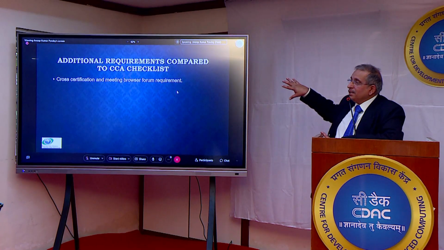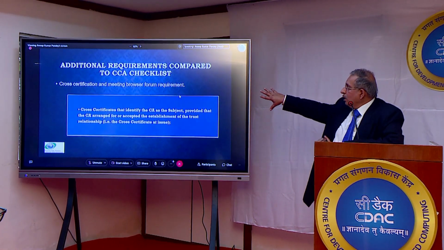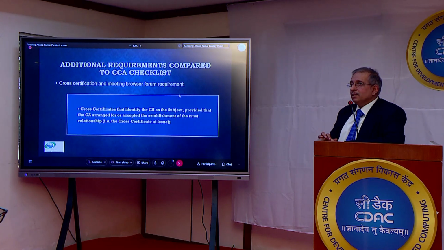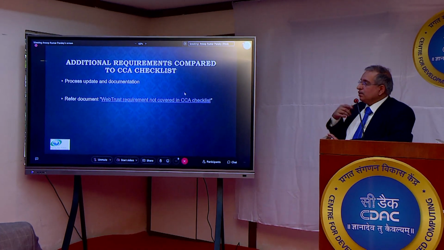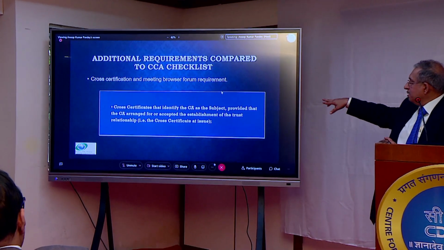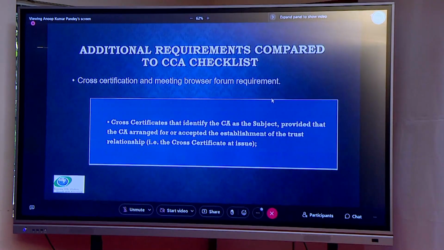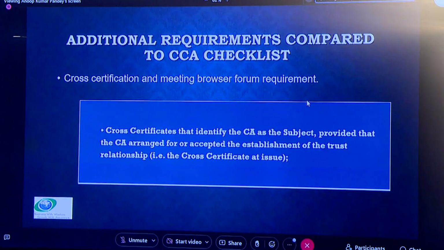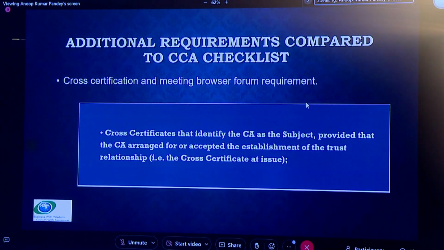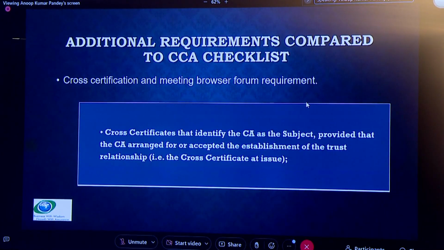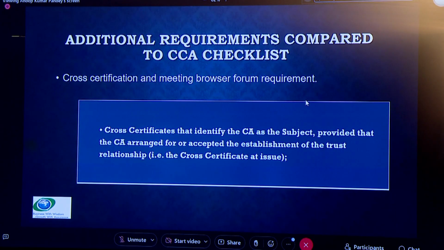Yeah, so these are some additional requirements. I've taken some samples: cross certification and meeting the browser forum requirement. This is what is additionally coming as a requirement. Cross certification, please go back. The CA subject provided that the CA arrangements are accepted and established in trust relations. Basically, you have cross certification between different CAs, so that also you can consider. That's what they are saying. How it has to be done, there is a detailed checklist they have given. So this is one of the criteria they are talking about for cross certification. This is additional, which currently we don't practice. That's what we consider as an additional requirement which is coming up.